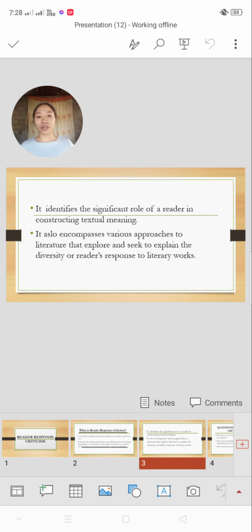It also encompasses various approaches to literature that explore and seek to explain the diversity of readers' responses to literary works. So, when we say reader response criticism, it is all about how the reader explains the text and how the reader interprets it based on his knowledge and understanding of the text. When we say interpreting the text, it is all about how we are going to critique and how we are going to explain our ideas and knowledge about that text.